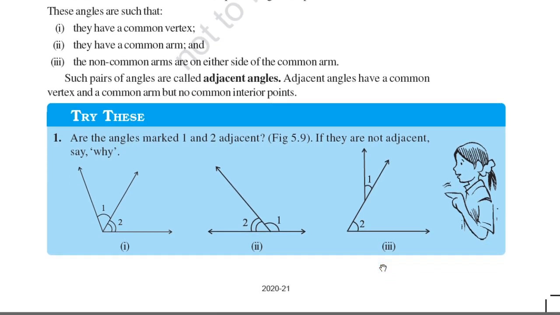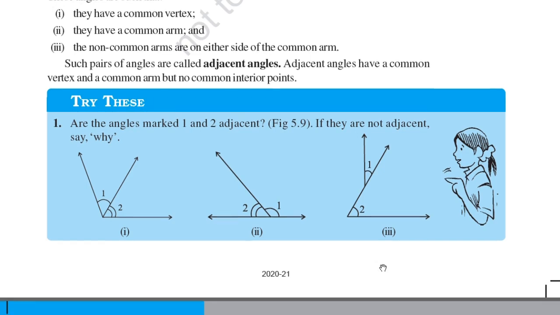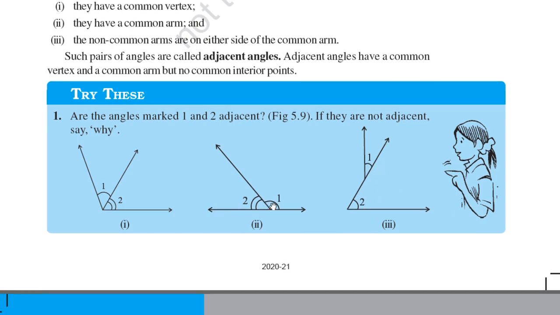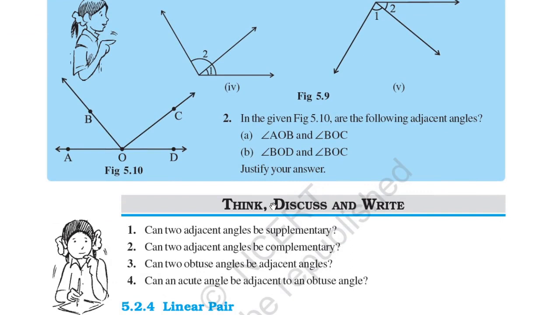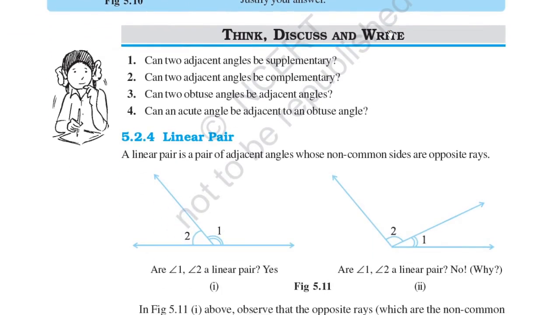Are the angles marked 1 and 2 adjacent? If they are not adjacent, say why. You can see these two are adjacent angles. The third one is adjacent. You can also see this is an adjacent angle, the fifth one. So you can see that.